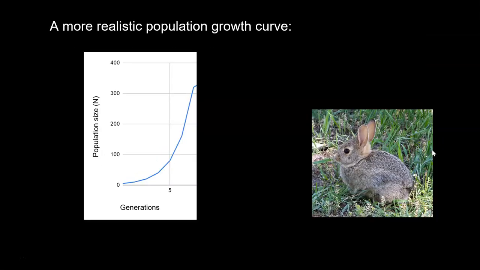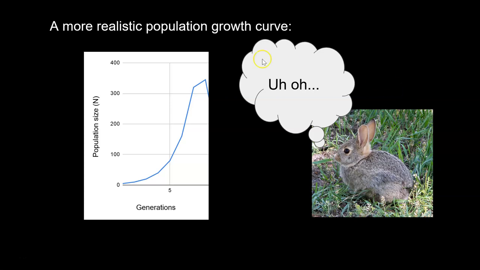So let's look at a more realistic population growth curve. This is theoretically a bunch of bunnies, and so you start off with like 10 or something like that. By the time you get to 5 generations, you've got a lot more. By the time you get up to around 8 generations or whatever this is, you have several hundred. But as the bunny is noticing, something happens here. It starts to level off.